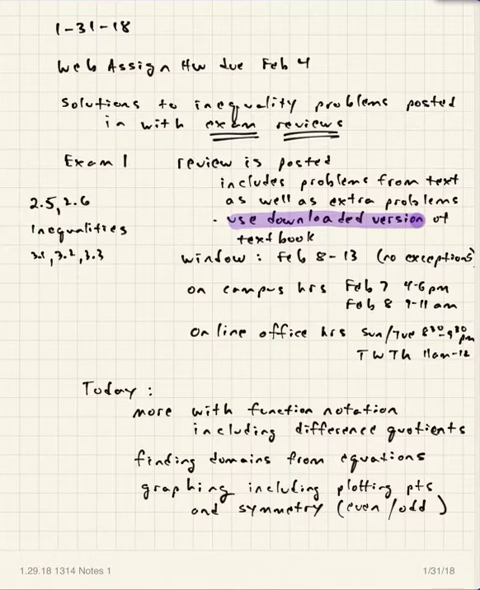Finally, today we are going to continue our discussion with functions. We're going to look at function notation, and I know there are some function notation questions on WebAssign that have confused some of you. I've gotten some questions through WebAssign on function notation, and we've only started getting into that, so we'll get into that in a big way today. We'll also talk about difference quotients. We'll look at finding domains from equations.